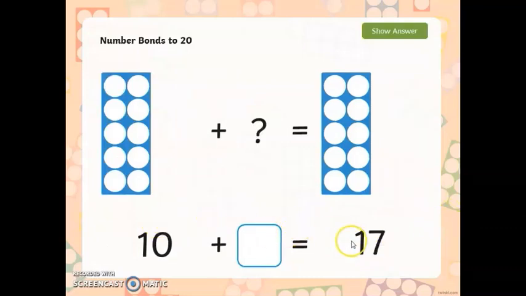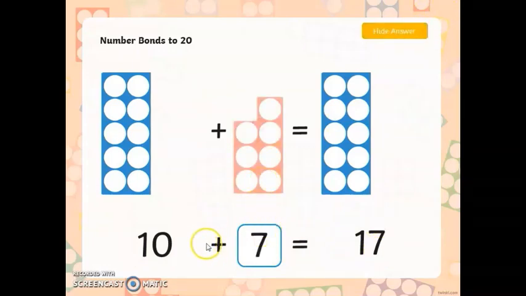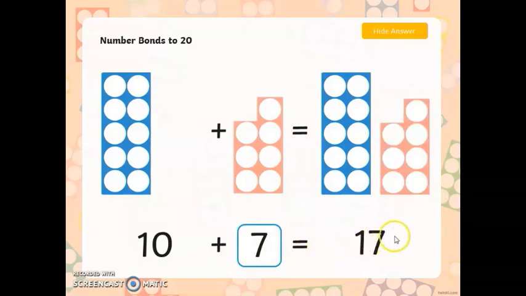The next bond is 17. Now with 10, which number will pair to make 17? Let's see. If you all say 7, with 10, 7 makes the bond of 17. Now keep moving on.